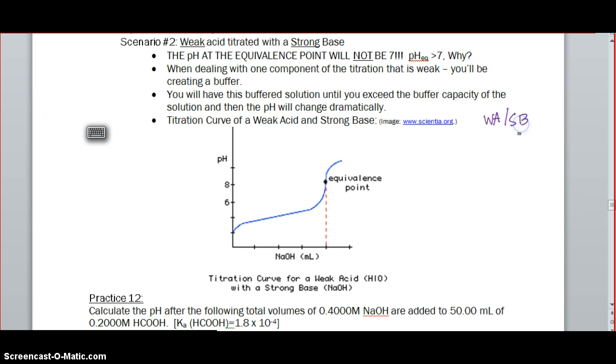strong base, a lot of you predicted that the pH at the equivalence point would be greater than 7. And that is absolutely correct, but you were probably predicting it because of this, right? And we talked about the fact that it really has nothing to do with the fact that you have a strong base. It has everything to do with the weak acid, and specifically the conjugate base of the weak acid, because that guy is going to undergo hydrolysis at the equivalence point.